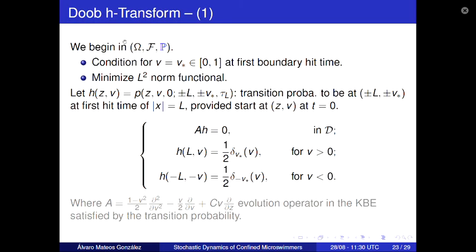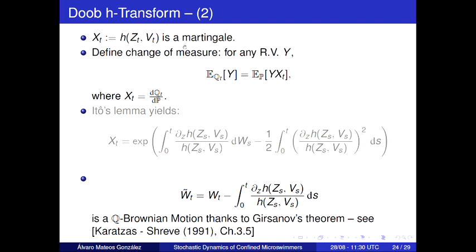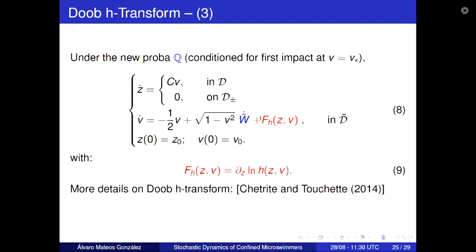What do I mean by that? We begin in a given probability space, omega F P, which we're going to condition for a terminal impact angle, v star, at first boundary hit time. Okay, I'm going to skip quickly. The idea is that we're going to change probability space in order to have this term appear, and here what we recognize is the reorientation torque about which I talked previously.